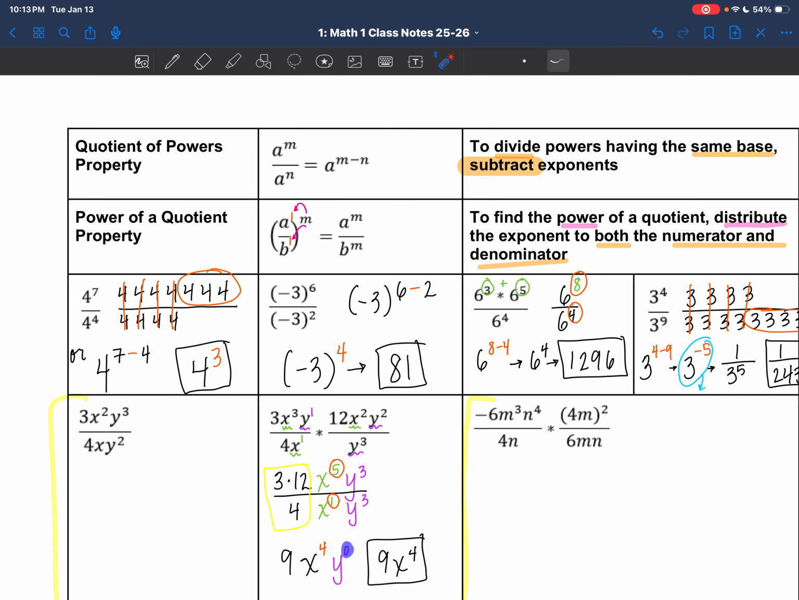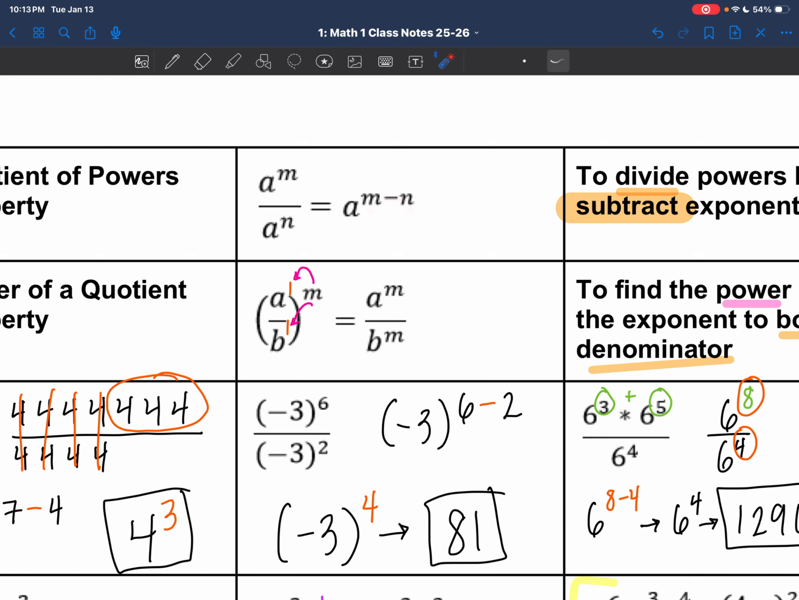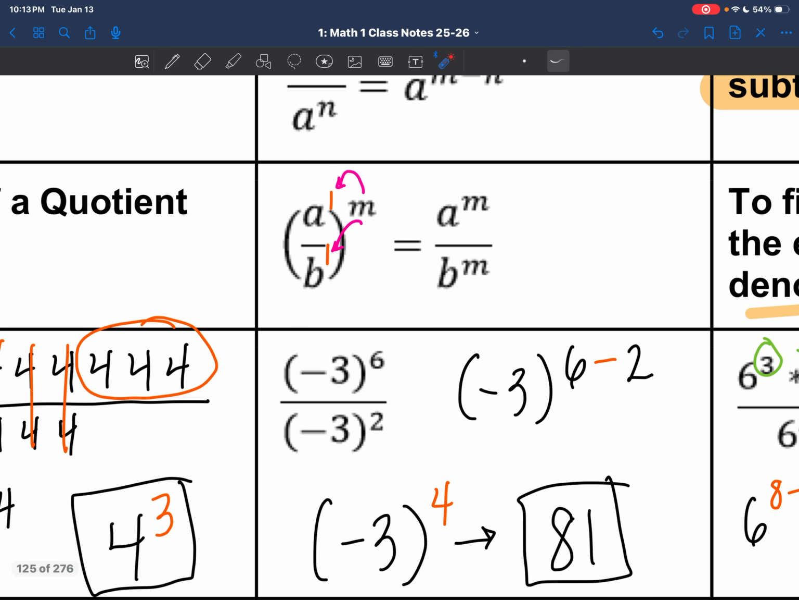All right, quotient powers. Now, we already have kind of done this before, but again, we are reviewing our properties. But this is the quotient property. So if you are dividing the same base, you subtract the exponents, and you go numerator minus denominator. All right, and then power of a quotient property is just basically what we've kind of done before, is you're just distributing to the numerator and denominator.